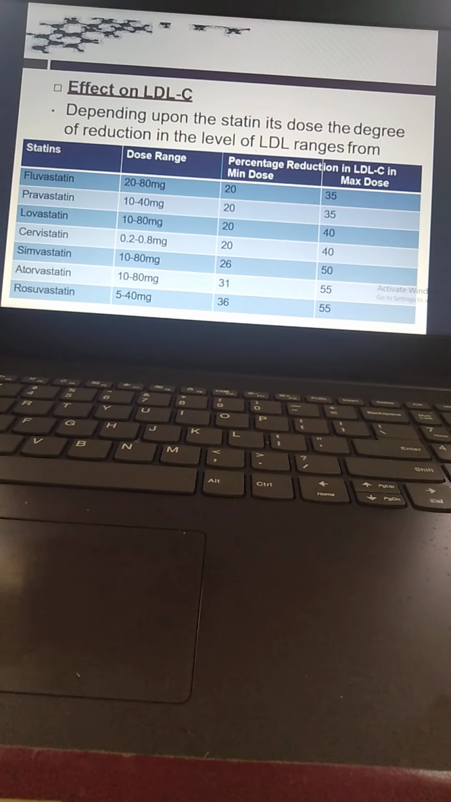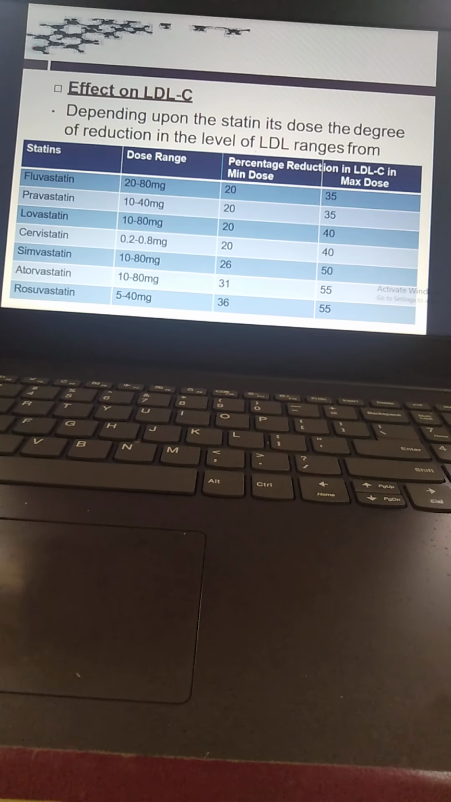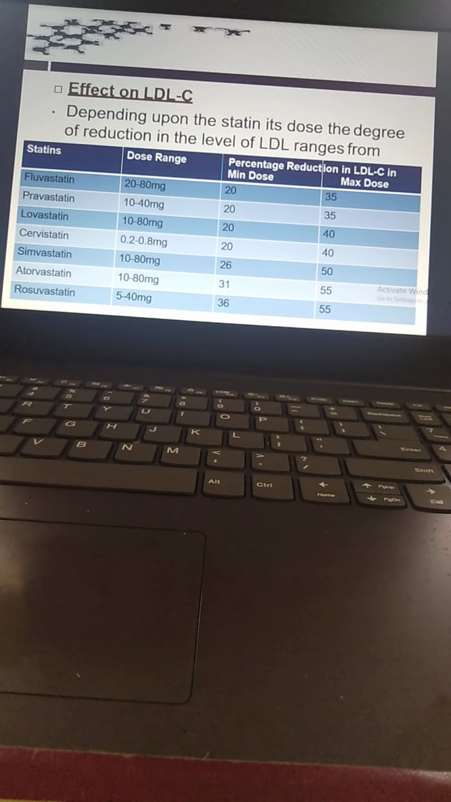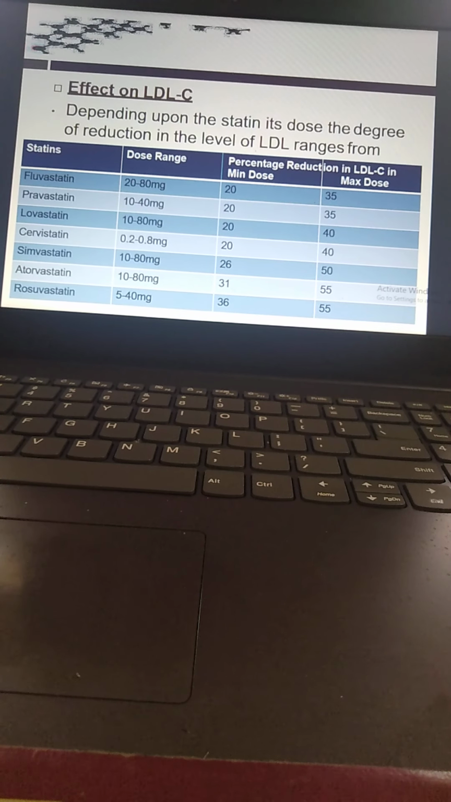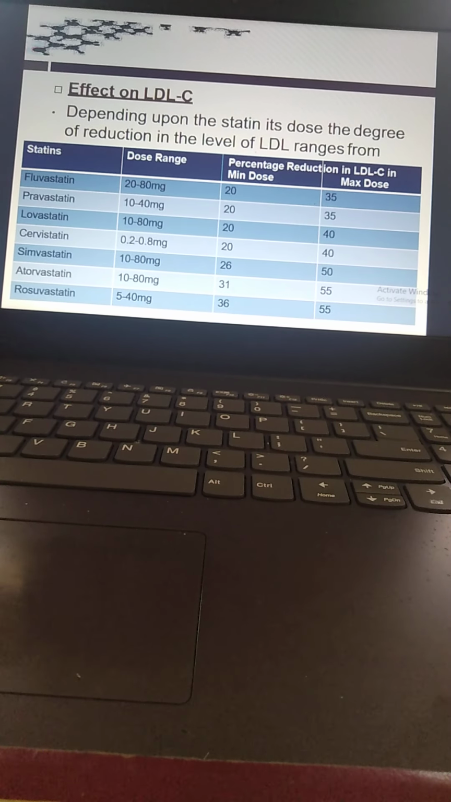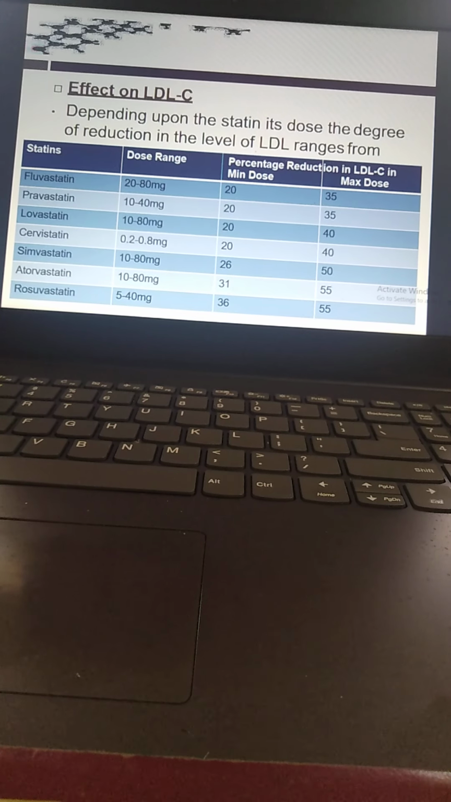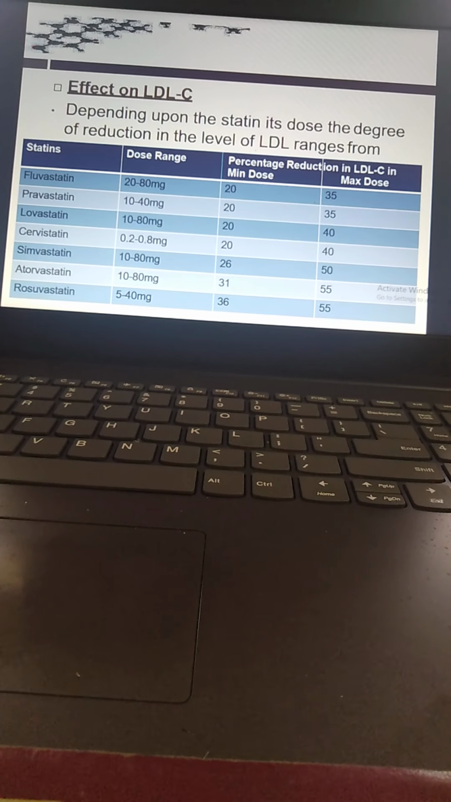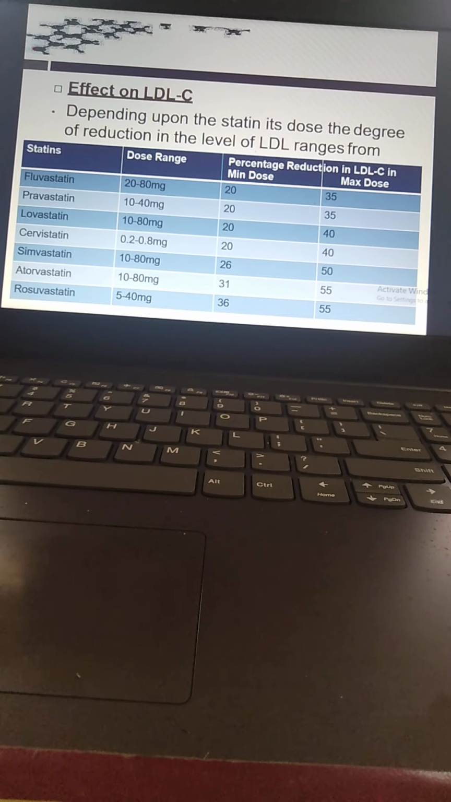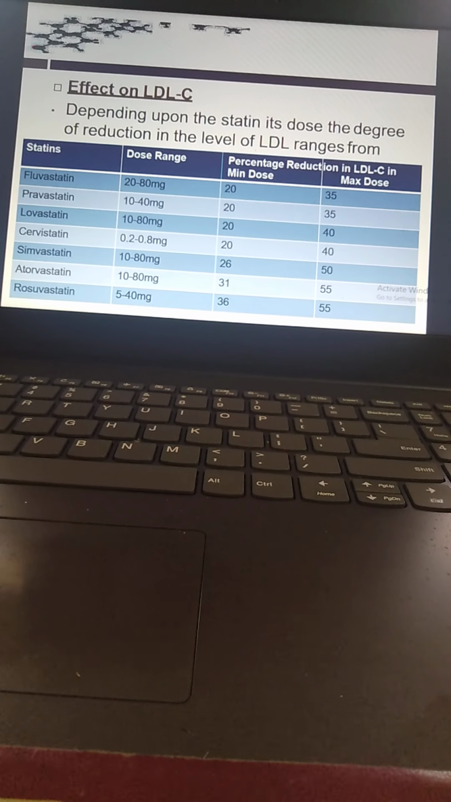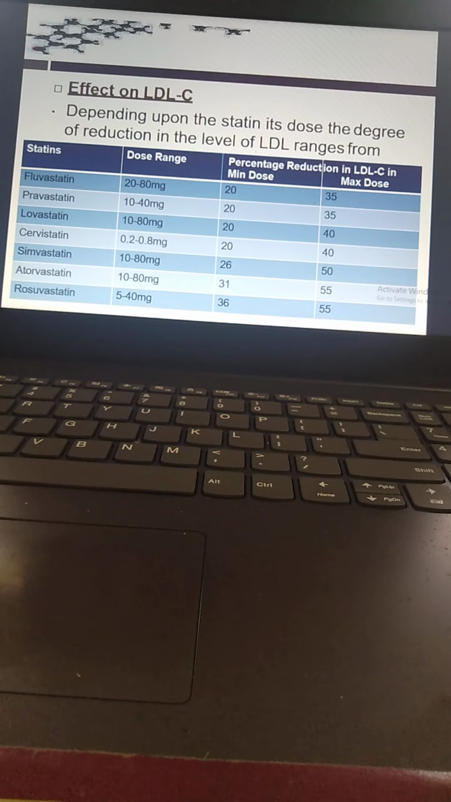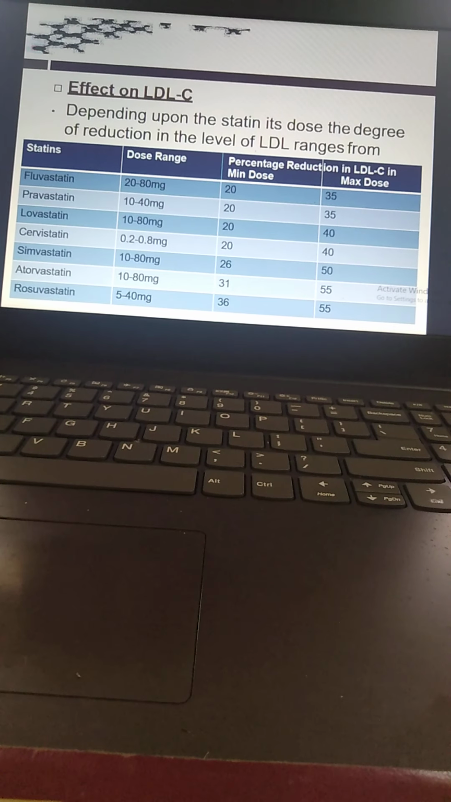Fluvastatin is given at 20 to 80 milligrams, with a 20% LDL-C reduction, and the maximum is 35. Pravastatin is 10 to 40 milligrams, 20%, and 35 is the maximum. Lovastatin is 10 to 80 milligrams, 20% reduction, and 40 is the maximum dose which has been tolerated. Cerivastatin is 0.2 to 0.8, so it is more potent, 20%, and 40 is the maximum. Simvastatin is 10 to 80 milligrams, 26%, then 50 is the maximum.